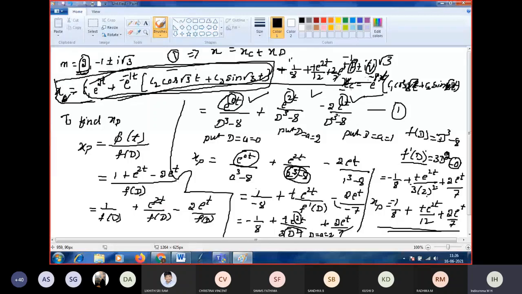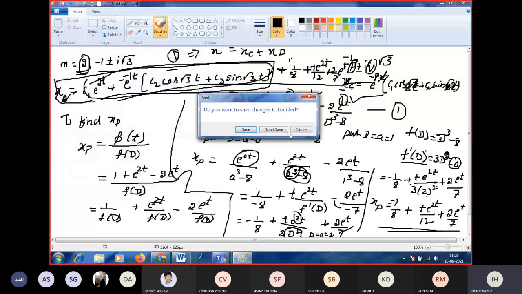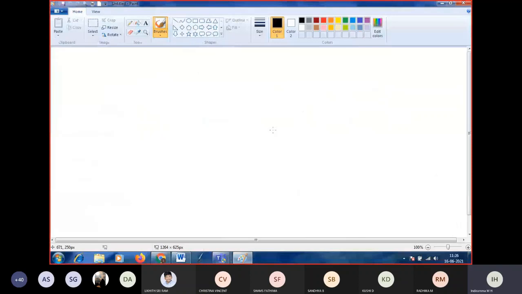So these are the type 1 problems we are following. Type 1 means what should be the RHS? RHS is in the form of e power ax. If RHS is e power ax, then we can find yp easily, by replacing d by a only. Okay, next, come to type 2.